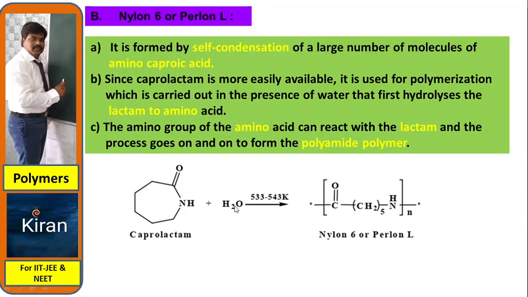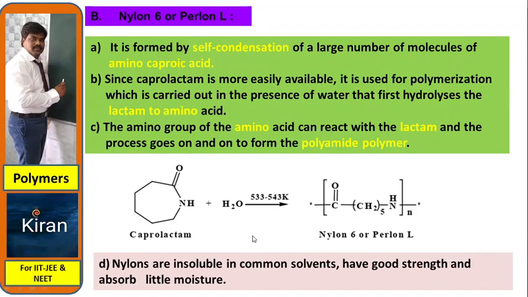Actually, in all the cases, two different monomers combine together, and you will get a polymer. Here only one component is involved, that is a special character here. That is caprolactam, which undergoes hydrolysis, and you get nylon 6, Perlon. Nylons are insoluble in common solvents, have good strength and absorb little moisture.